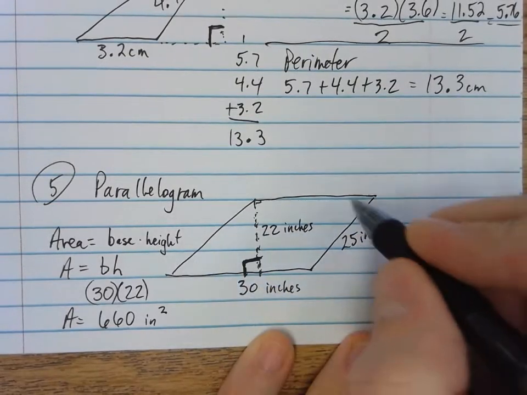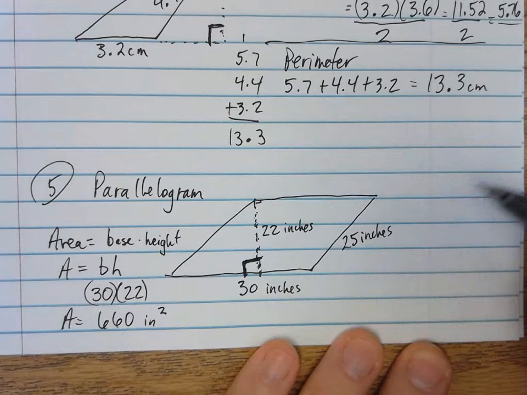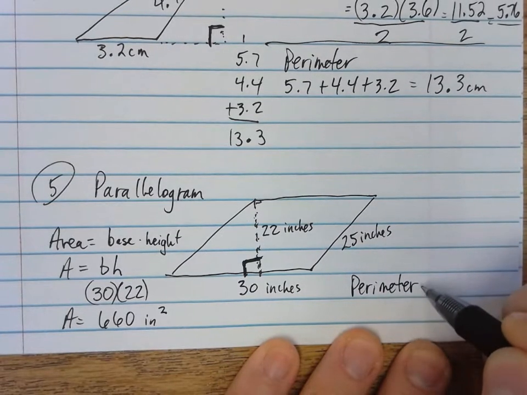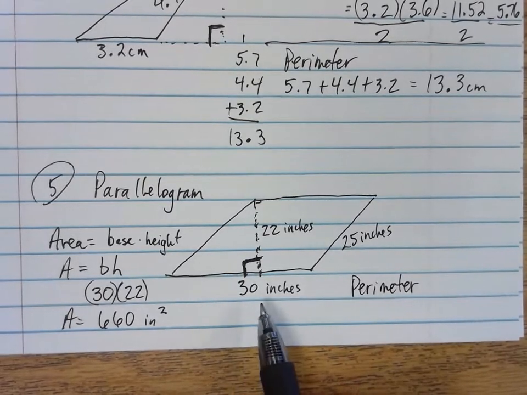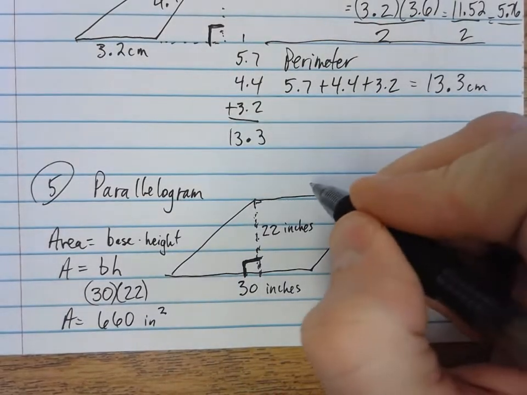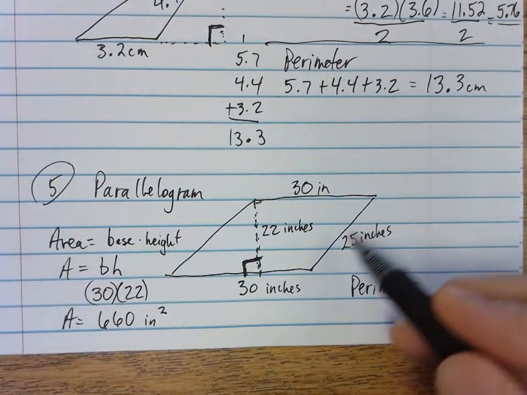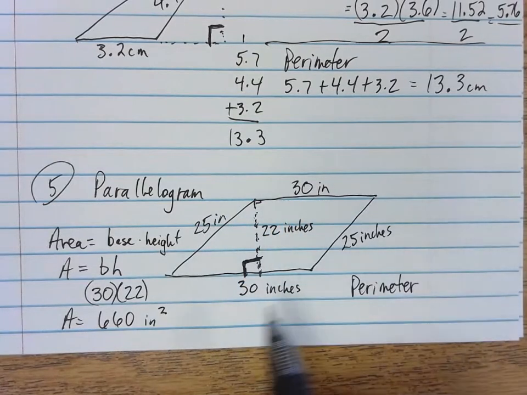Perimeter wise, okay, that means on a parallelogram, we've got 4 sides. So let's talk about that for just a second. At the moment, it's only giving me 2 numbers. But if it's 30 down here, then what has it got to be over here? Well, that's got to be 30 inches. And if it's 25 on this slanted side, of course, over here it's also 25 inches on this slanted side.